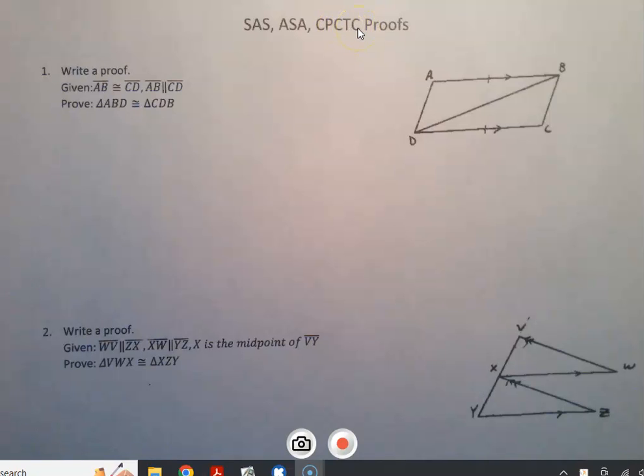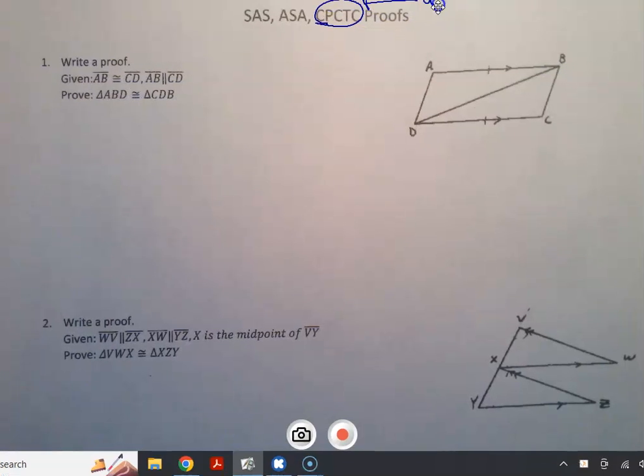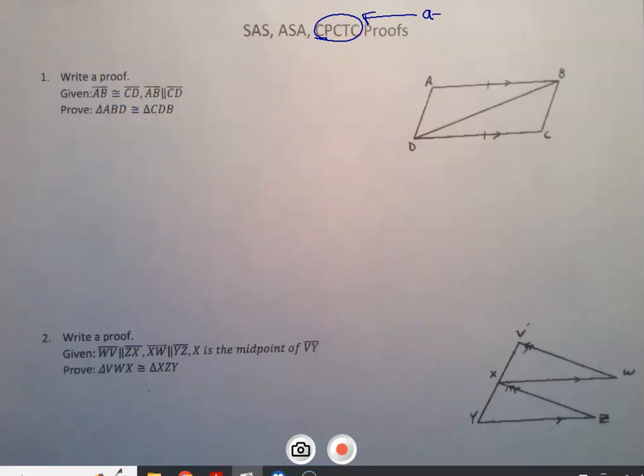When do you use that part? Do you remember? When did we talk about yesterday that you use this? It's after. At the end, right? It's after you've proved a triangle congruent. So this one is helpful for after. So after you prove triangles congruent is when you want to use that one, because then you can prove other things congruent. All right, so let's start with number one.